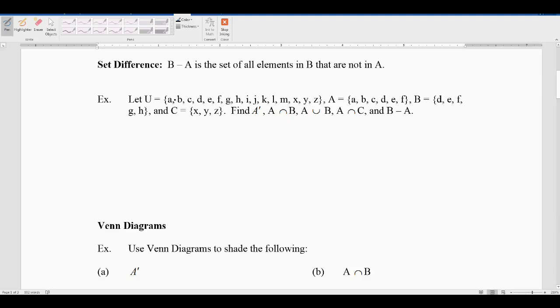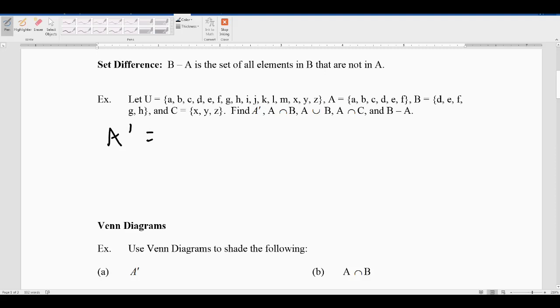So we have this universal set: A, B, C, D, E, F, G, H, I, J, K, L, M, X, Y, Z. And you're given that set A is just these elements: A, B, C, D, E, F. B is just D, E, F, G, H. And C is just X, Y, Z. And you're asked to find some sets. So you're asked to find A prime.